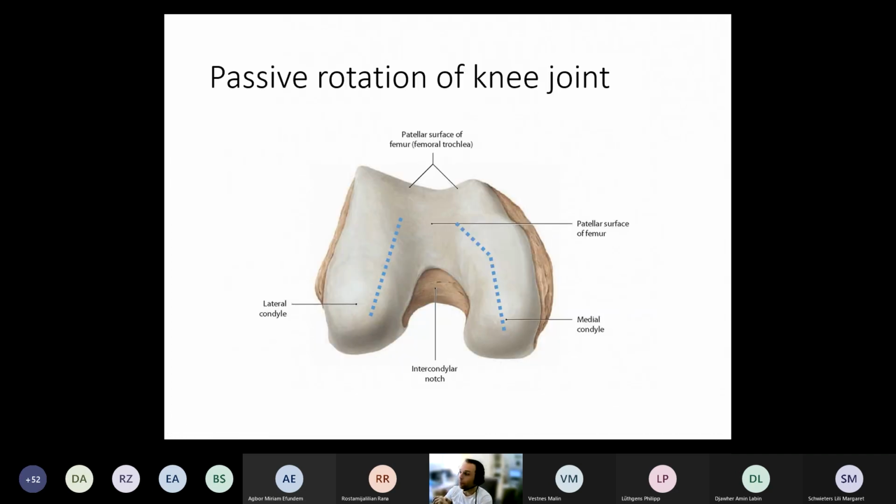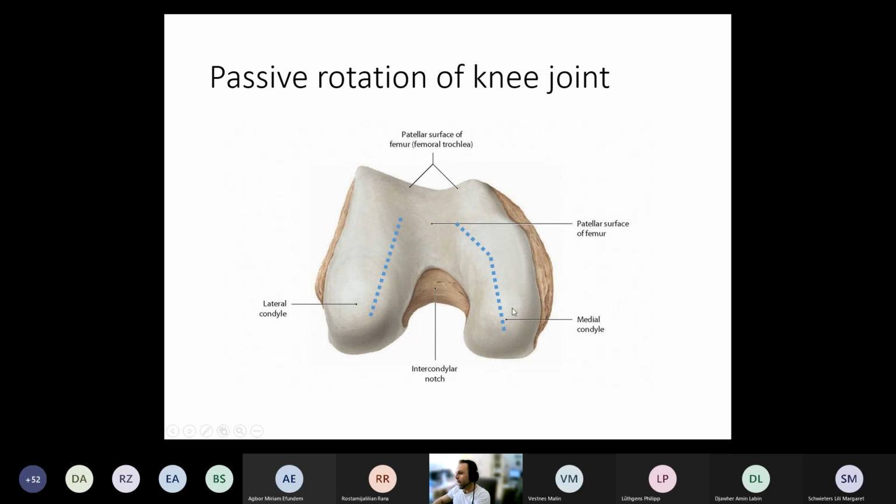There is one more movement, the so-called passive rotation of the knee joint. The passive rotation occurs in the beginning of the flexion and the end of the extension movement, and it's caused by this special shape of the medial condyle of the femoral bone. Here you see the longitudinal axis of the lateral condyle, which is straight. So starting here from the patellar surface, you go all the way there with a straight line. However, the medial condyle will have this angle in it. It starts like this, and then it has this angle and continues like this. I mean the longitudinal axis of the anterior and the posterior parts.